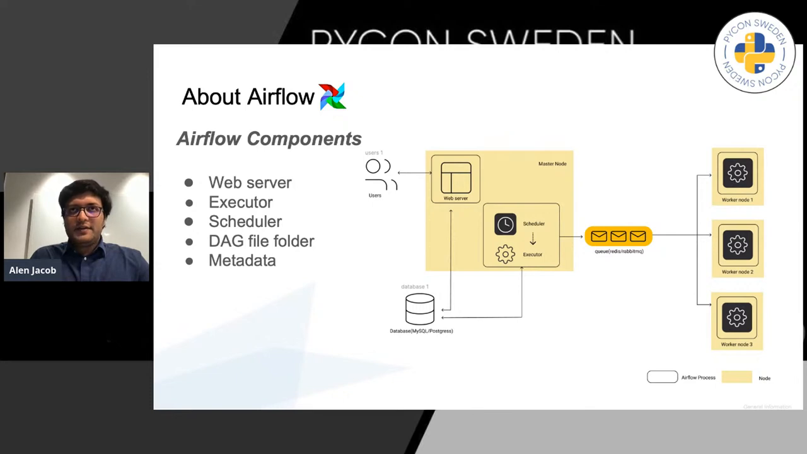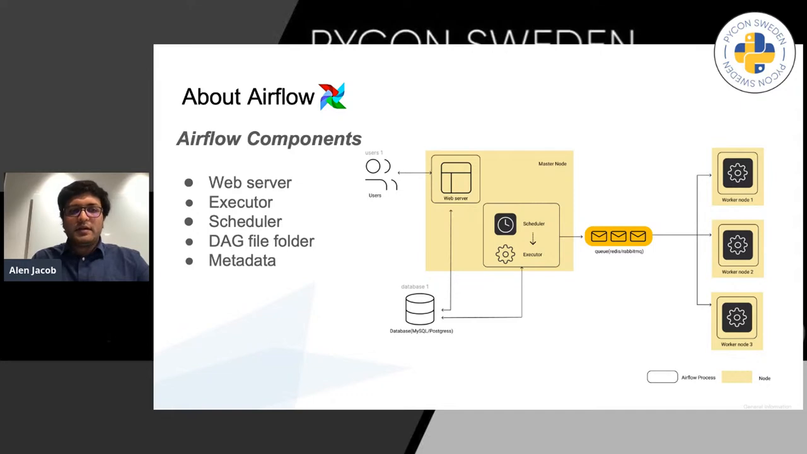Then the other component is a DAG file folder. So we should have a folder which contains all the DAG files, and we point the scheduler to it, so that the scheduler can look into that DAG folder and refresh if any changes are made, identify and update the database with all the DAGs, which will then be visible in the web server UI as well.